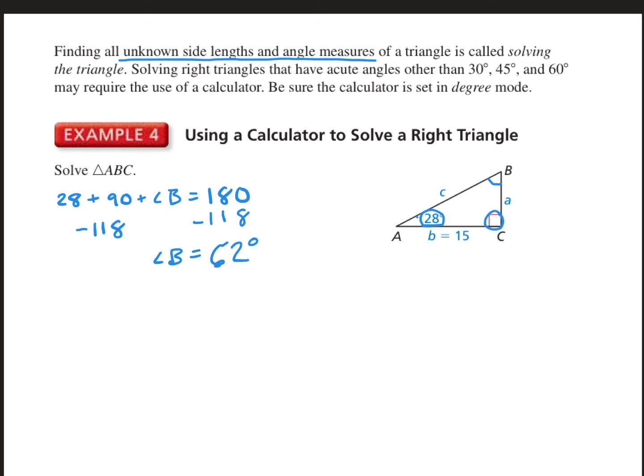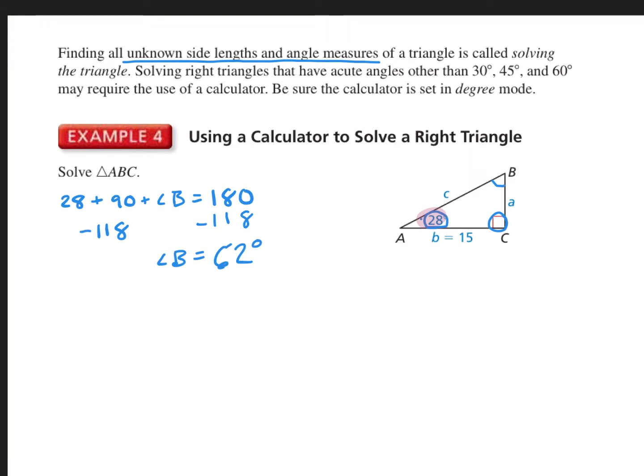Another way we could solve for angle B is we know that all of these triangles are going to be right triangles. So the two acute angles, 28 and whatever the missing one is, so not the right angle, are going to add up to 90. So you can always just do 90 minus the other acute angle that was given, so 28, and that would give you 62 as well. All right, so we found the missing angle.